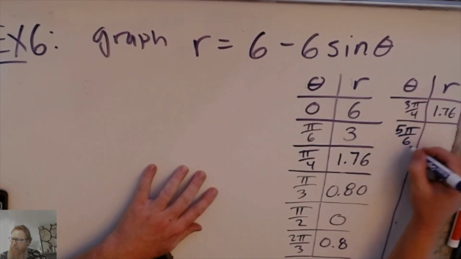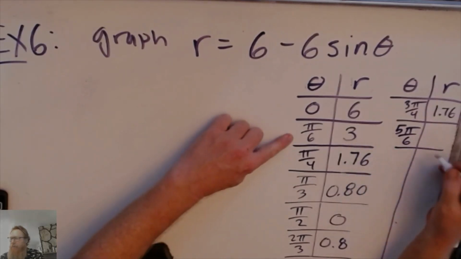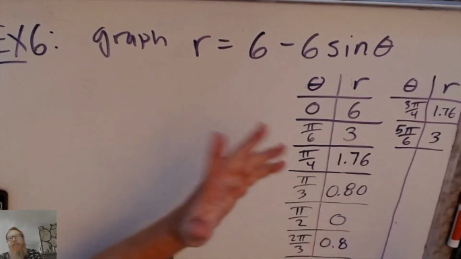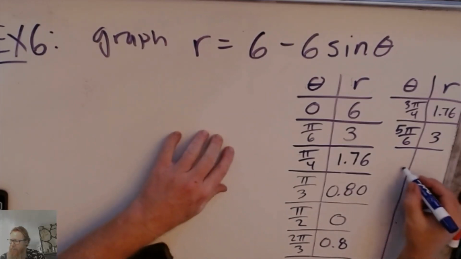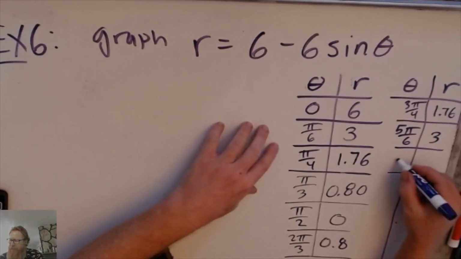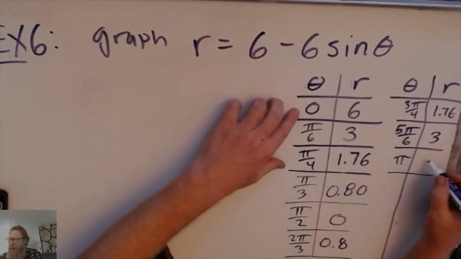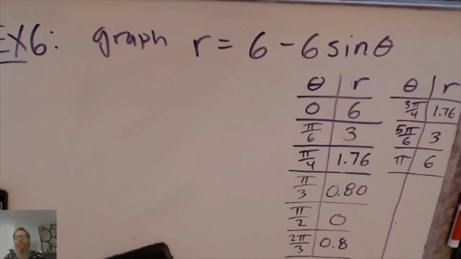And then 5 pi over 6, what's going to be the same as pi over 6? So these numbers are just going to happen in reverse. And then when you get to pi, you're going to be back to 6 again. So these are going to be all the ones in which the radius comes out positive.